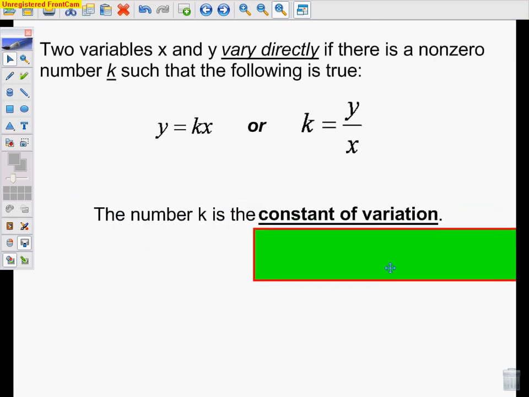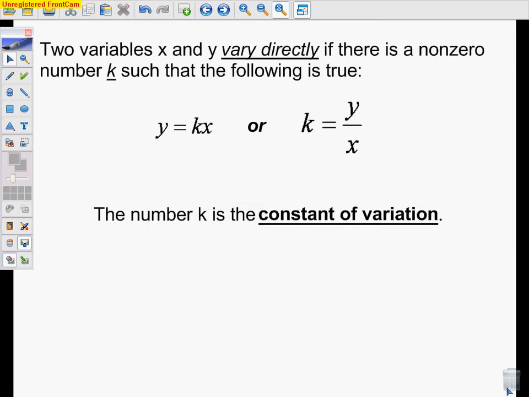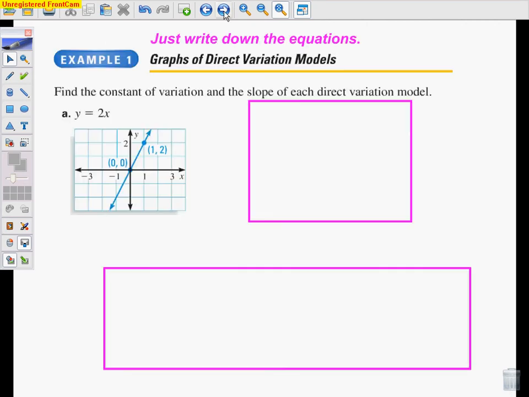Now, the number k is what's called the constant of variation. The constant of variation is the number that we were talking about in the last slide. In the book problem, the constant of variation was 3 because you're constantly increasing by 3 per book. In the wages problem, the constant of variation was 10 because you're constantly increasing by 10. So k is that number, the constant of variation. Just write down these equations.